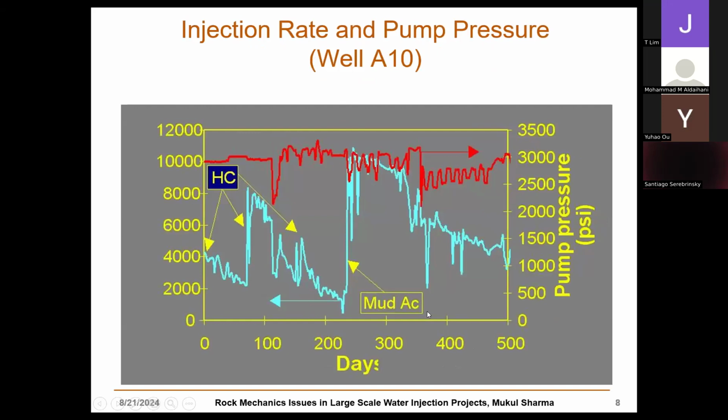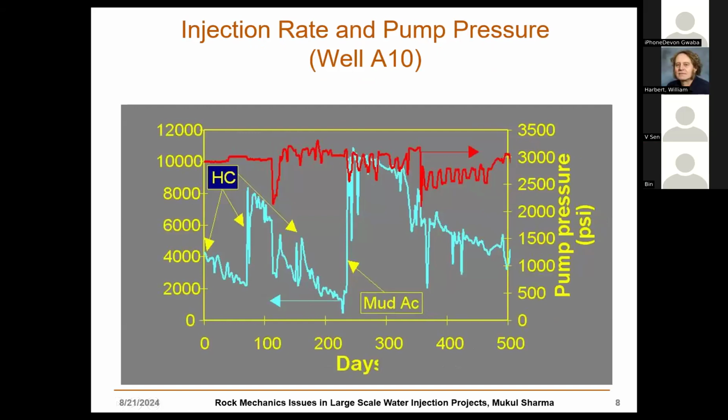All of this stuff worked out really well, except that when they started injecting, they found that the injectivity, the injection rate in the blue line, declined very quickly. In a matter of just a few months, their injectivity was down to a quarter of what it was when they started. Their target injection rate was about 10,000 barrels a day, but instead they started getting about 2,000 barrels a day. And to their surprise, they had to go back and acidize this well every so often.